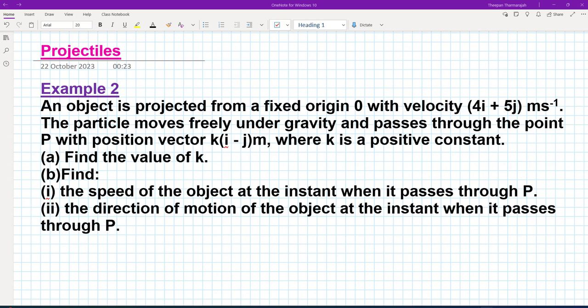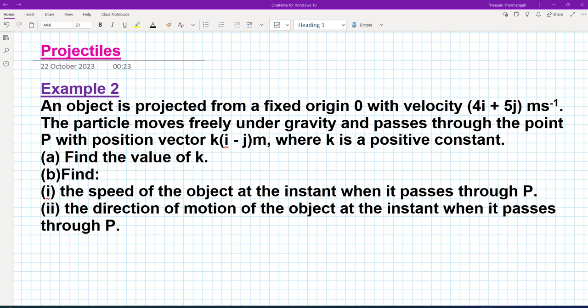Okay, welcome back. So an object is projected from a fixed origin O with a velocity of 4i plus 5j. The particle moves freely under gravity and passes through the point P with position vector ki minus j meters, where k is a positive constant. Find the value of k.